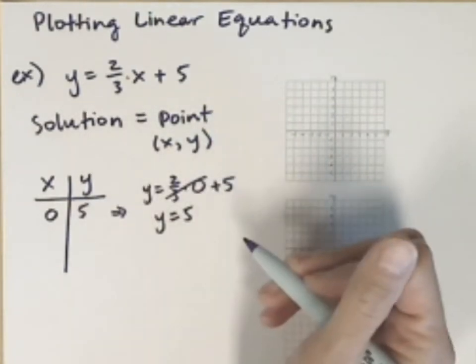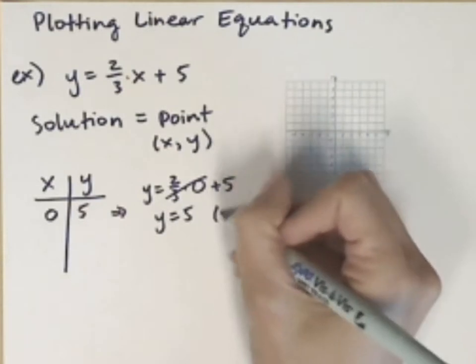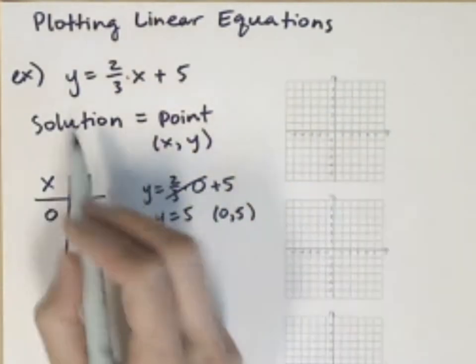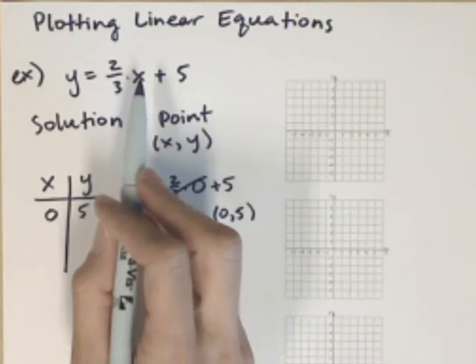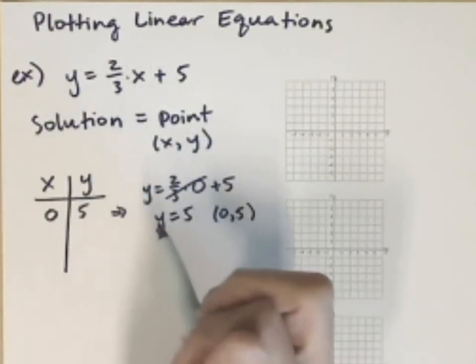So there's our first ordered pair. The pair 0, 5 makes this equation true. 0 for x and 5 for y. Let's find a second one.